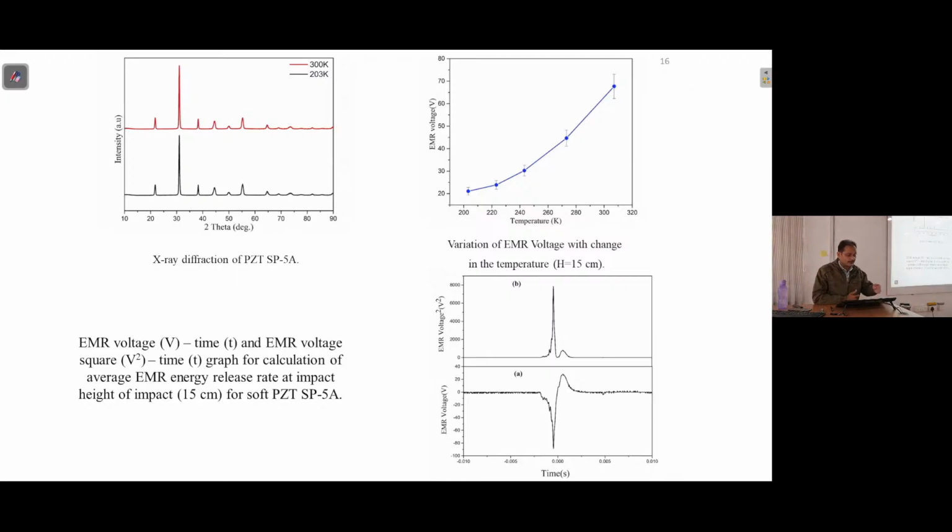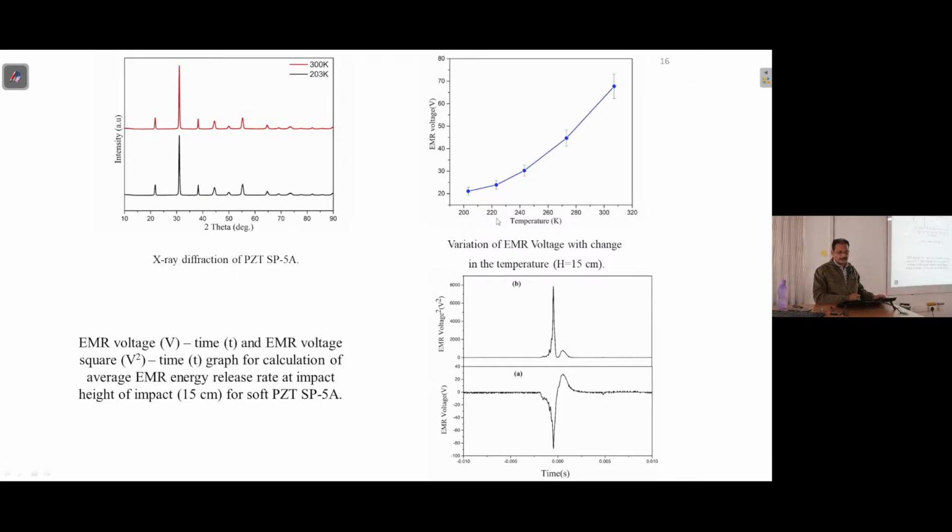This is again the XRD pattern for the PZT material, and then you have this variation of EMR voltage with temperature. We see lower signal at low temperature and higher signal at higher temperature. Actually the experiment in a way was opposite. This is the room temperature, and beyond that we continue to decrease it. So for increasing temperature a decreasing trend was observed, and for decreasing temperature we also observe a decreasing trend.